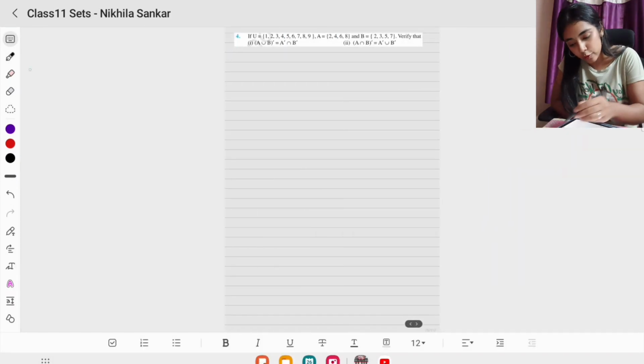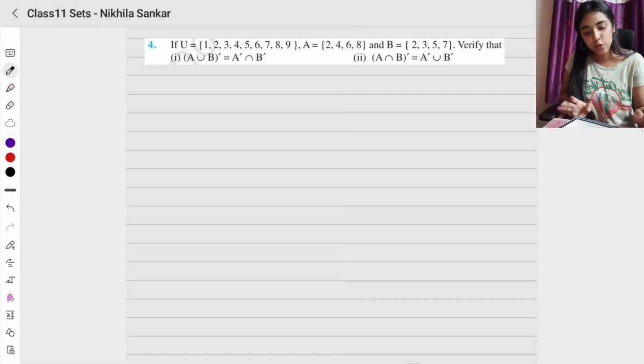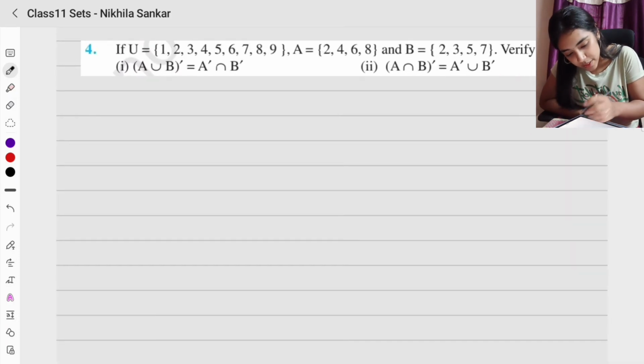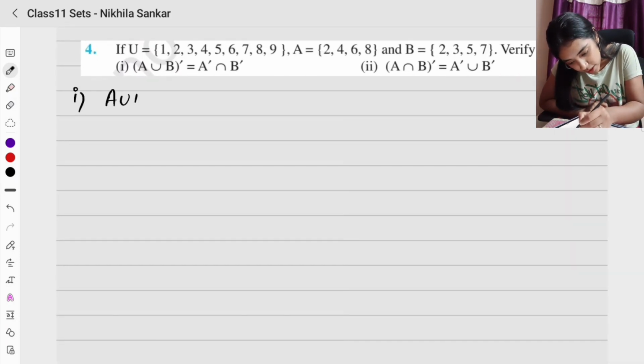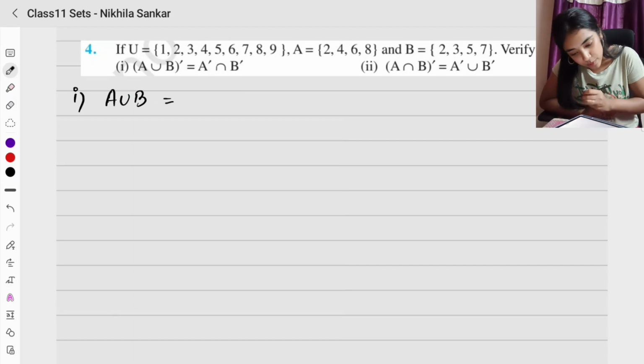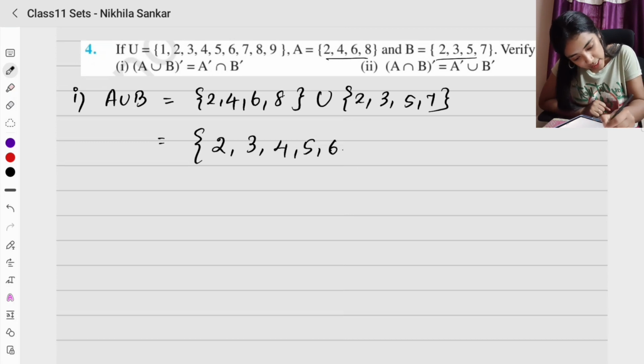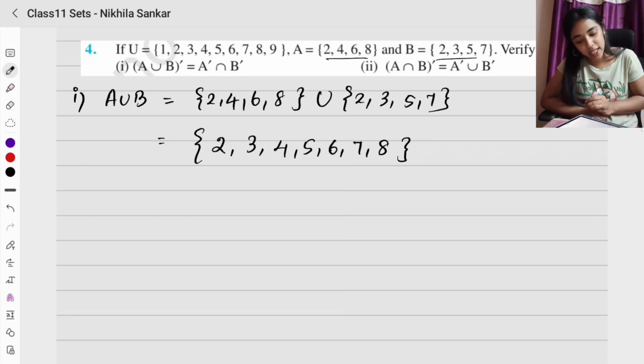Okay, moving on to the 4th question. What is my 4th question? The universal set, A and B are given. I have to verify De Morgan's law. That is what is given here. So first, let us find A union B. In the first subsection, I'm going to find the union of 2, 4, 6, 8 and 2, 3, 5, 7. The union is all the elements without any repetition: 2, 3, 4, 5, 6, 7, 8. So this is my A union B.